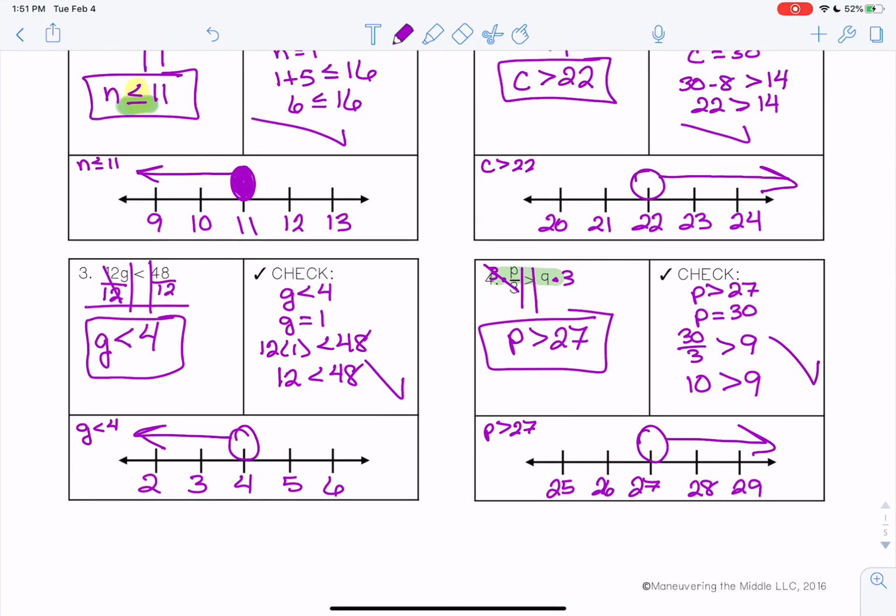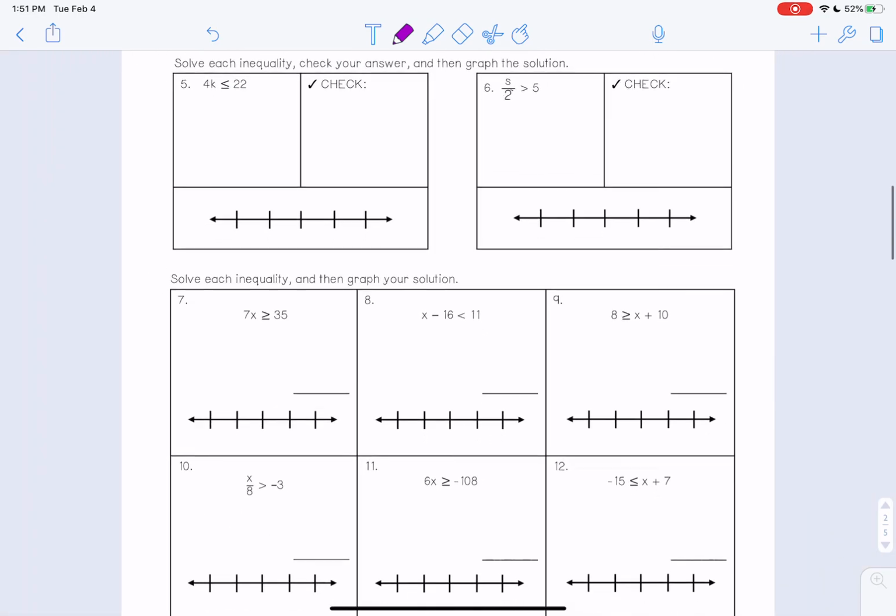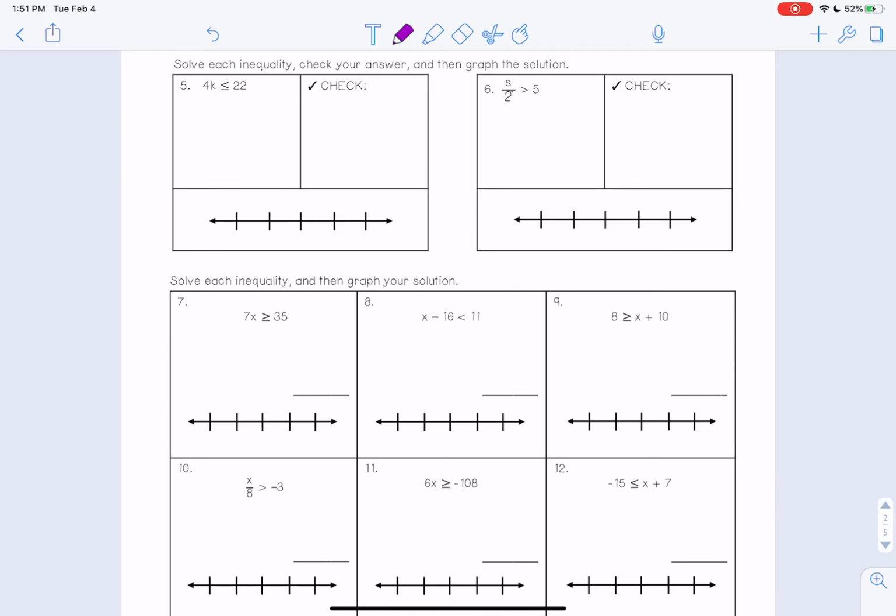All right, now it's your turn. On the next page, we have 5 through 12. I want you to go ahead and pause the video and then do 5 through 12 on your own. When you're ready to check your answers, go ahead and restart the video and see if you got them right. Now, 5 and 6, you're checking them just because I want to make sure that you know how to check your answers if you want to on tests or quizzes, or to check your answers on your homework and stuff. But 7 through 12, you don't have to check your answers, you just have to solve, okay? So go ahead and pause the video now.